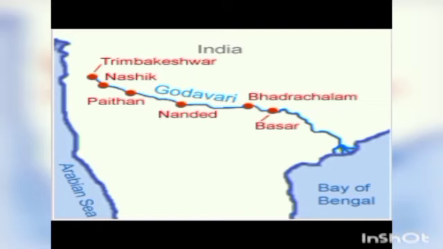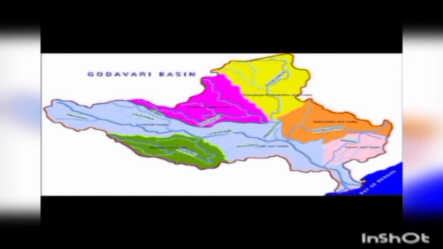Dear students, the Godavari is also known as the Dakshin Ganga because of its length and the area it covers. The Godavari has many tributaries such as Manjara, Wainganga, Penganga, Purna, and Wardha. The Godavari Basin covers parts of Maharashtra, Madhya Pradesh, Odisha, and Andhra Pradesh. It drains into the Bay of Bengal.